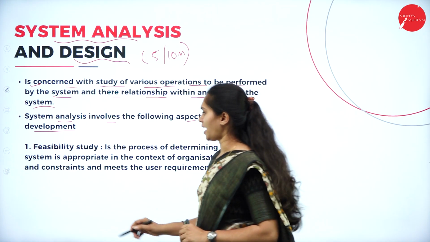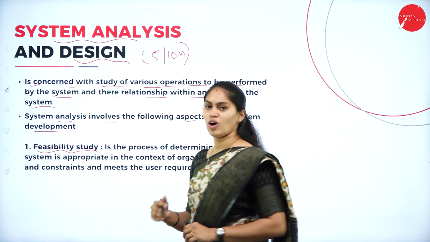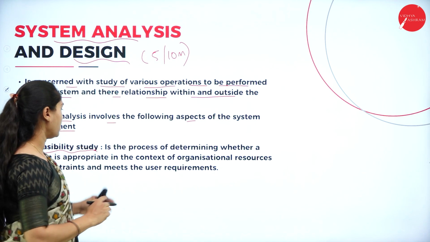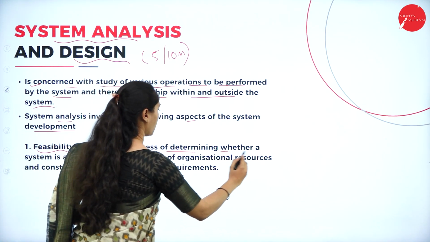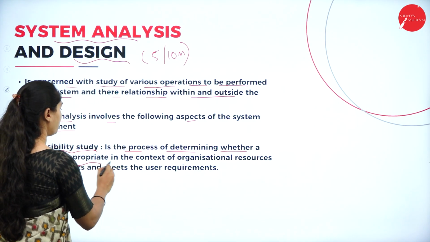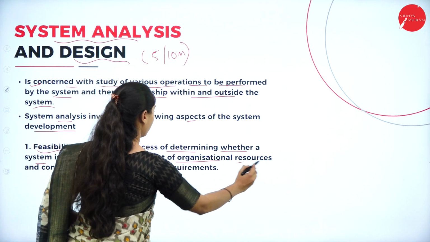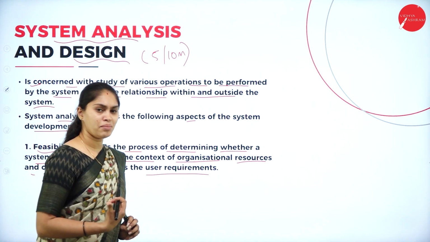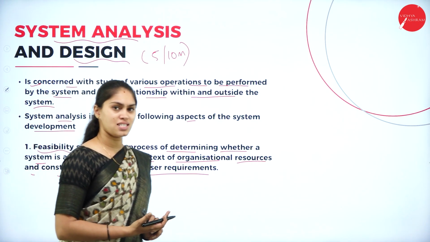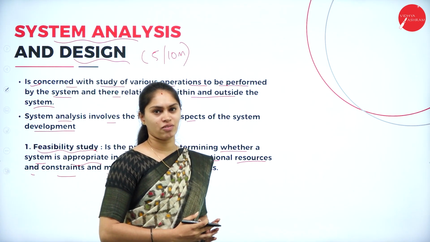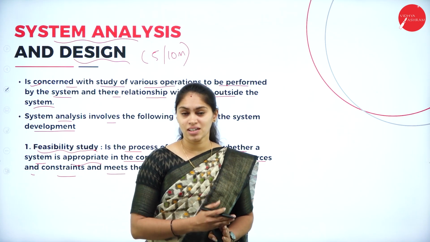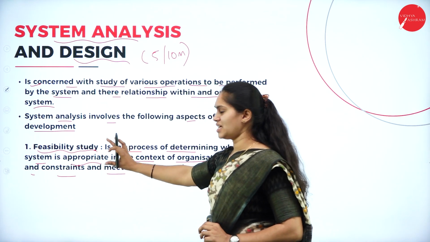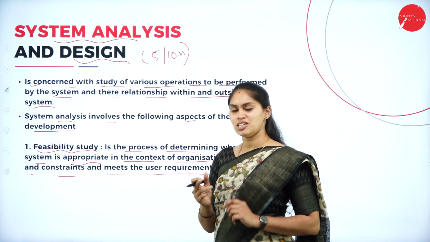We'll see the first type, the feasibility study. Already we know the terminology feasibility study. It is a process of determining whether a system is appropriate in the context of the organizational resources and constraints and meets the user requirements. Are we building an information system which will satisfy the requirements of a user within a given time and within a given cost? That is the feasibility study. We are checking whether it is possible or not.